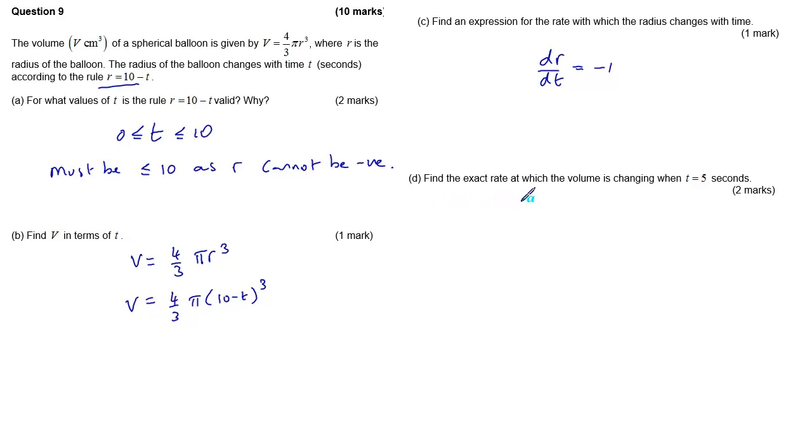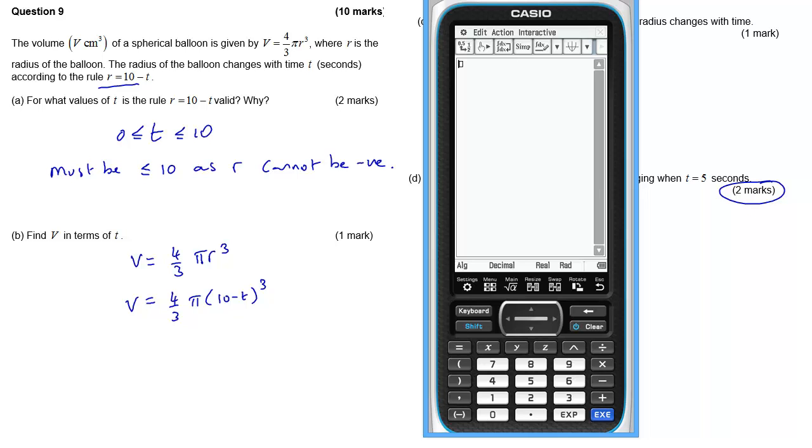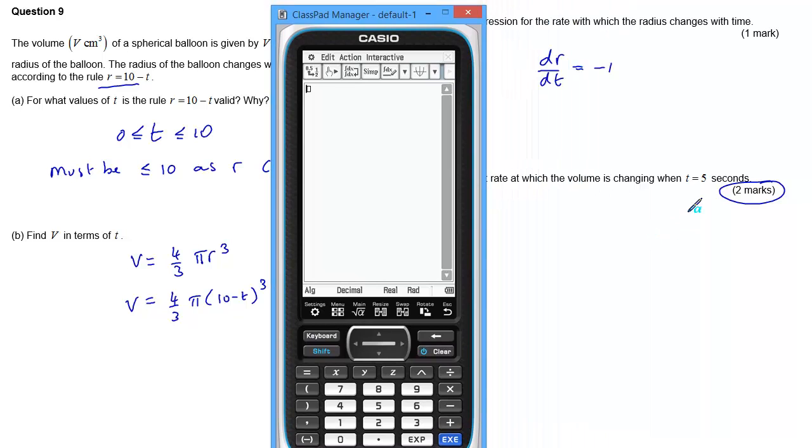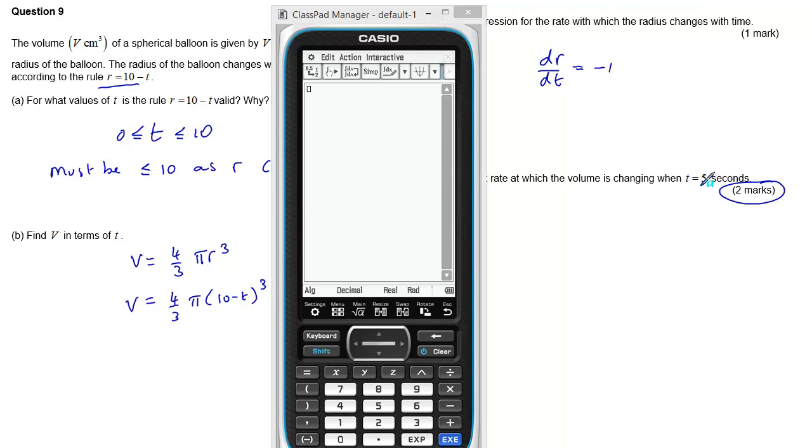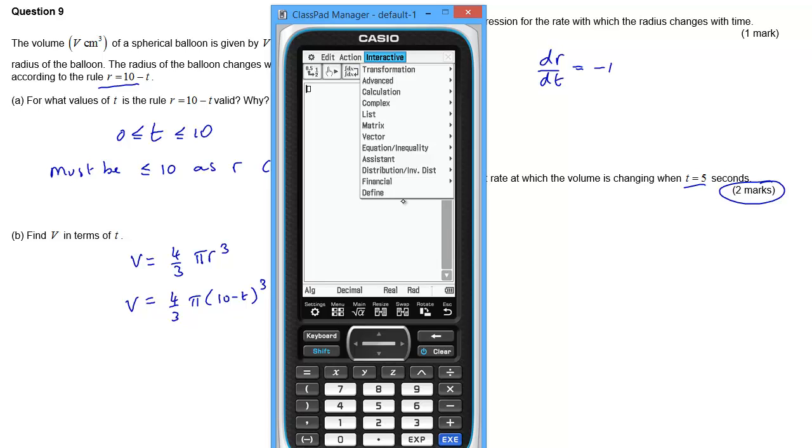Find the exact value at which the volume is changing when t is 5 seconds. So we can differentiate this and evaluate when t is 5, but note that this is a calculator paper and it's just 2 marks, so there's no reason we can't do this on the calculator. So what are we doing? We're differentiating and evaluating when t is 5. So interactive, calculation, differential.